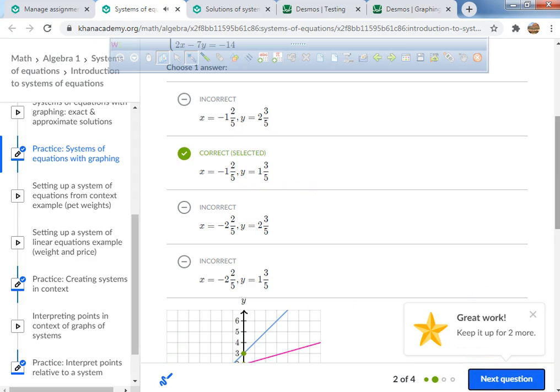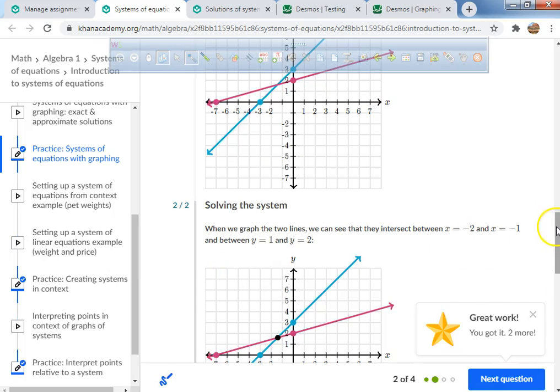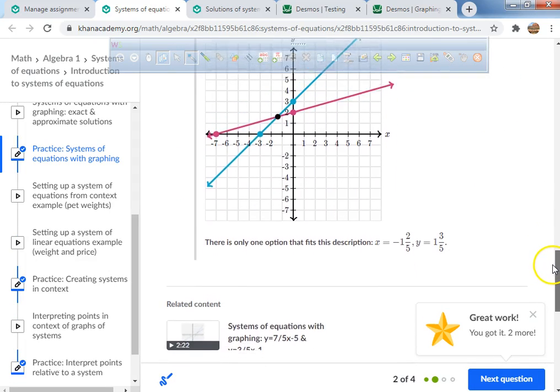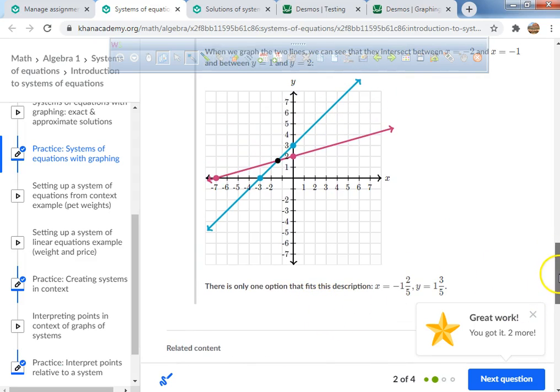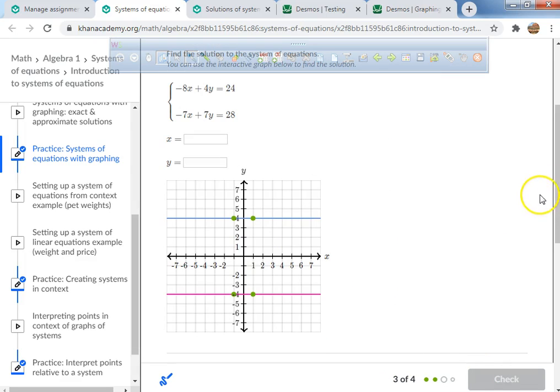So we do a little estimating on this one. If you're not sure what we did, you can go to see step-by-step solution. You can see there's only one that fits the description. But always use your x and your y intercepts to practice plotting. So I'm going to do one more real quick.